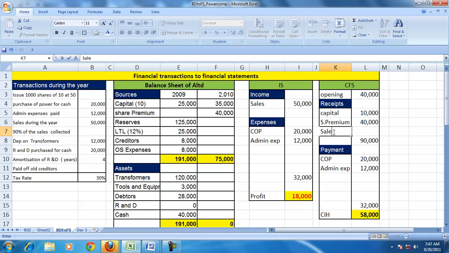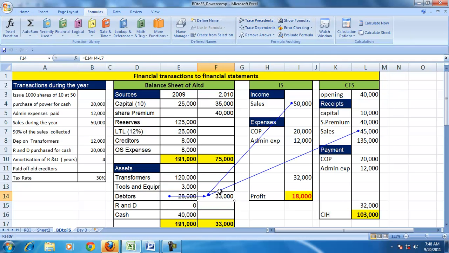The sales that we have received is 90% of this sales, 0.90. So the balance will increase the debtor. So debtor will be 28 plus 50 minus 45. So the debtors on the balance sheet will be 28 plus 50 minus 25 minus 45.